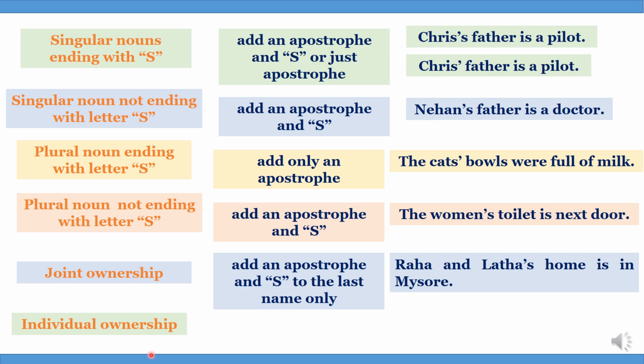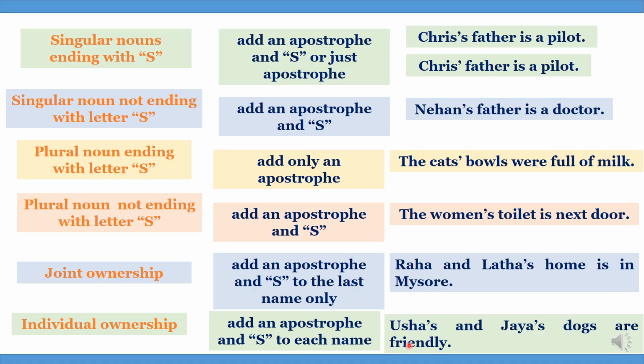Now, individual ownership means when two or more people own something separately. At that time, add an apostrophe and letter S to each name. Here, example, Usha's and Jaya's dogs are friendly. See, we are adding an apostrophe and letter S to each name. Usha's and Jaya's dogs are friendly. I hope this one slide will help you to recall the previous slides.